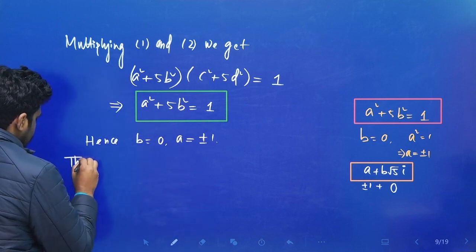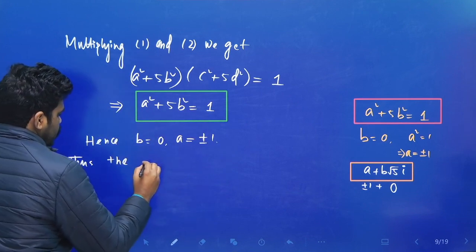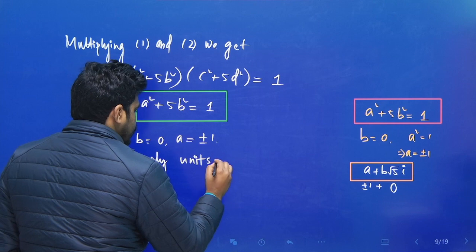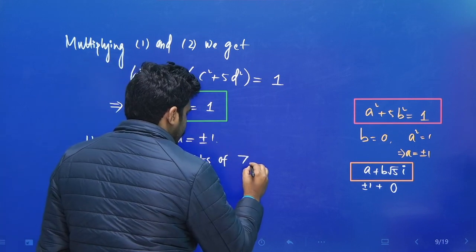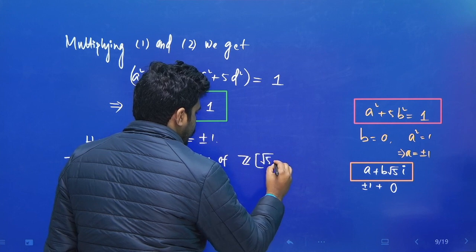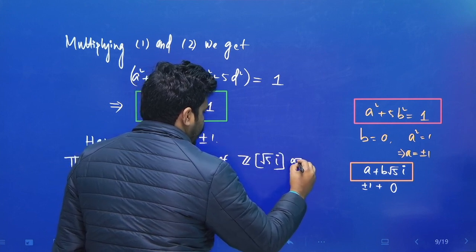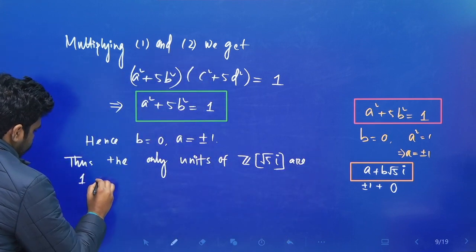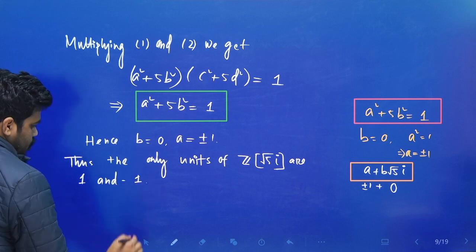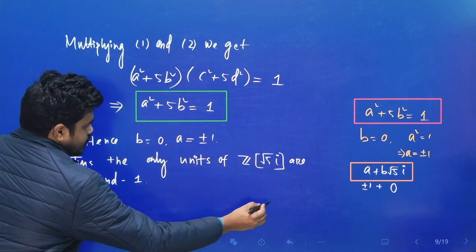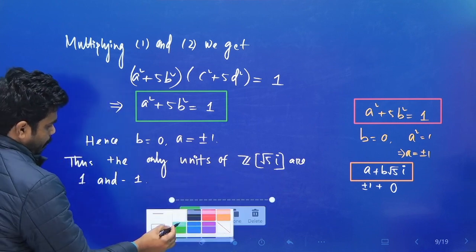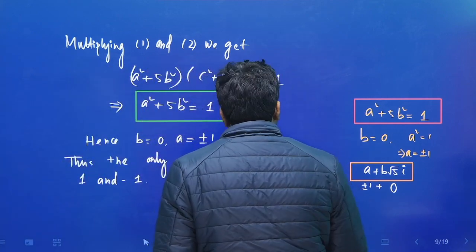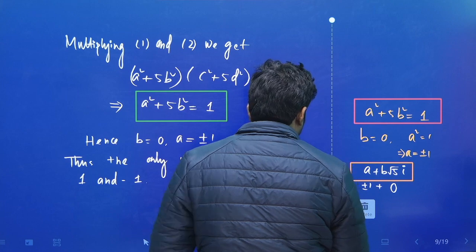So thus the only units of Z[√5i] are 1 and -1. So it is a very, very important example. Okay, the units of Z[√5i] are +1 or -1.